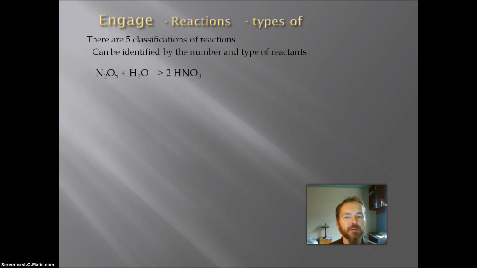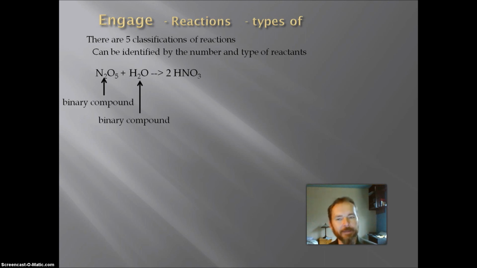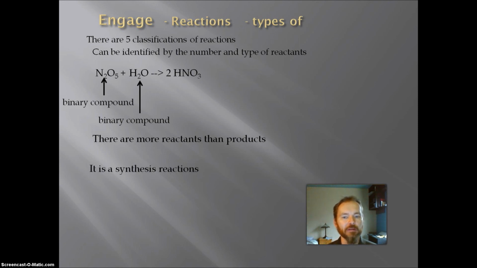Look at this one, a balanced equation. N2O5 is a binary compound, made only of nitrogen and oxygen. H2O is another binary compound, made only of hydrogen and oxygen. If we have 2 binary compounds going to make 1 compound, we have more reactants than products, so this means that it is again going to be a synthesis reaction.